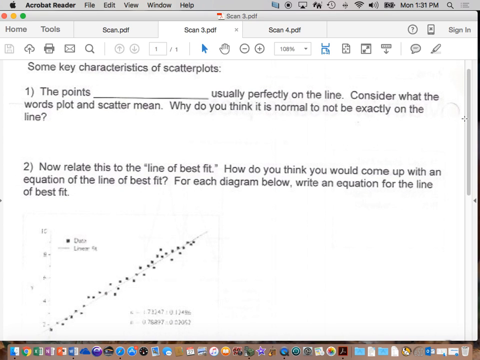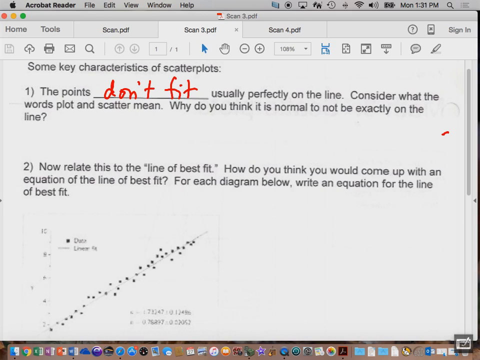So it says some key characteristics of scatter plots. And then it says the points blank usually perfectly on the line. What you should put here is don't fit. Yeah, the points don't usually fit perfectly on a line. Okay, this is what we started talking about in class the other day.